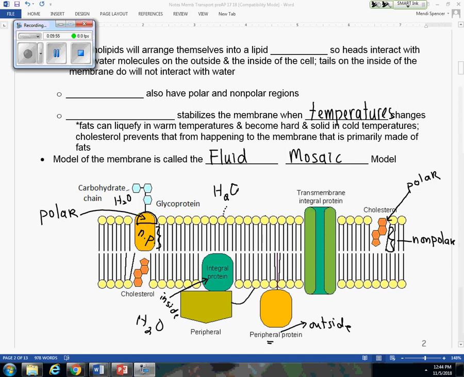Hopefully it makes sense why we would call this protein an integral protein, because it's actually inside the cell membrane. But it's also called a transmembrane protein, because trans means across, and you can see that this protein goes all the way across the cell membrane, connecting the inside to the outside. When we look at this glycoprotein, it is also an integral protein, but it's not a transmembrane protein because it doesn't go all the way across.